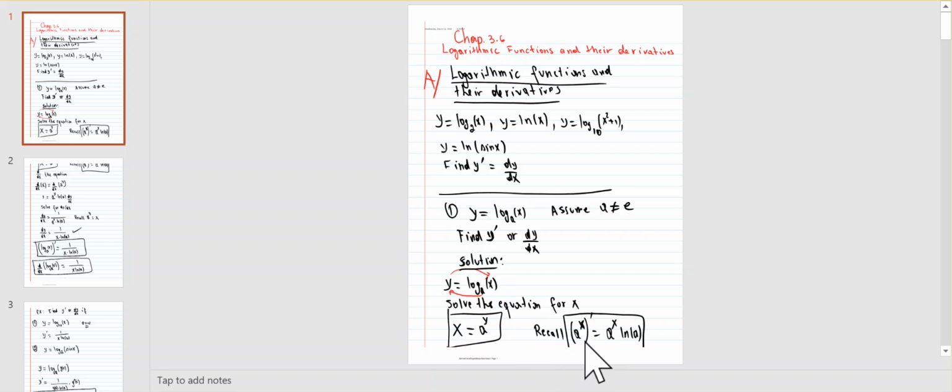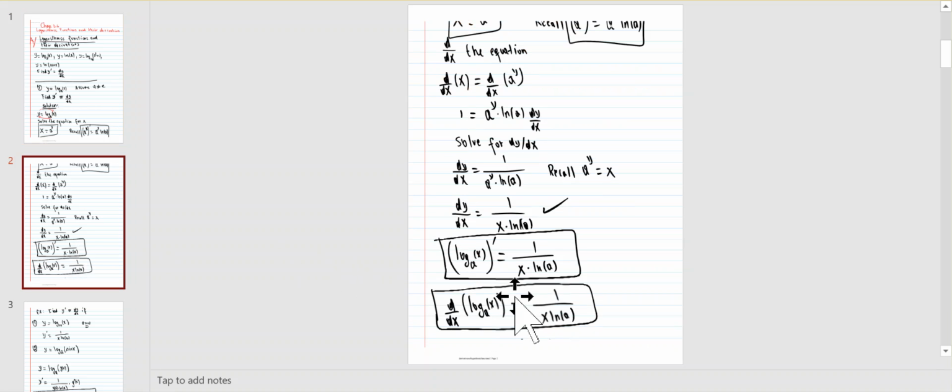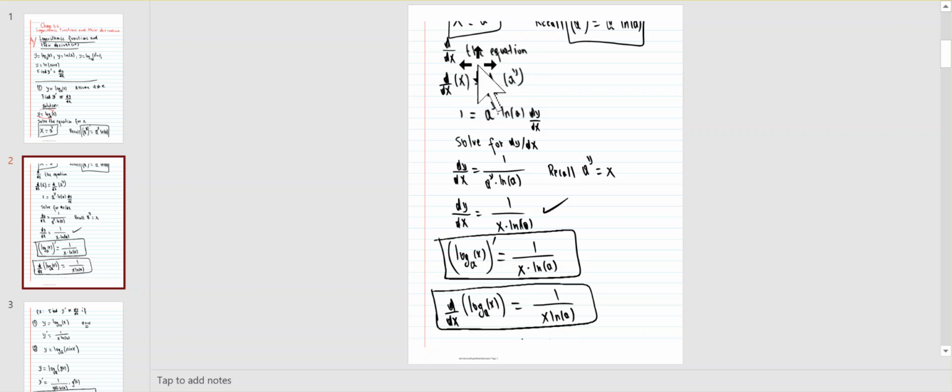We also know that if you take the derivative of a to the x, it gives you a to the x times ln of a. We did this in the past section. So what we're going to do is take the derivative with respect to x of this equation. So we d/dx the equation.